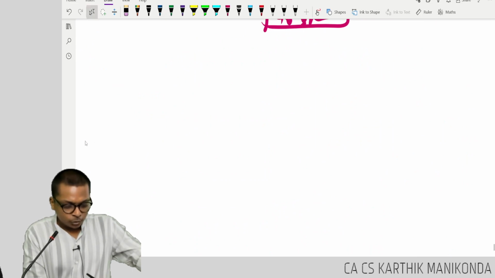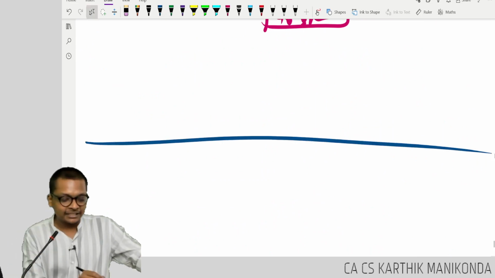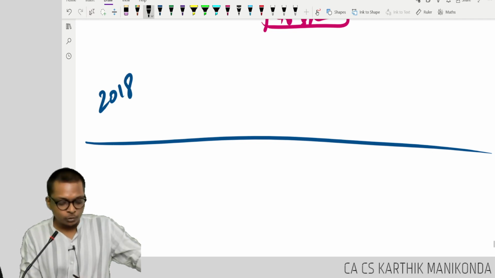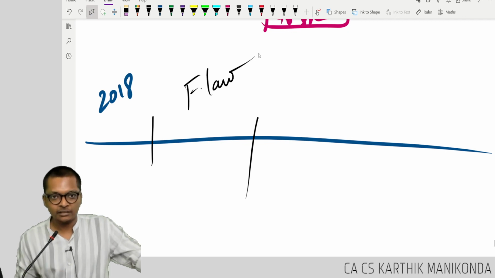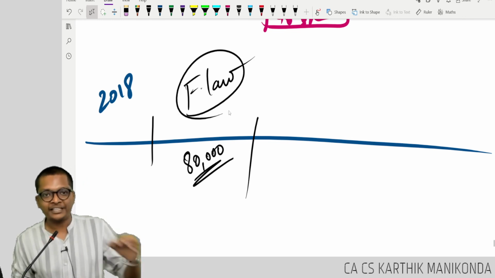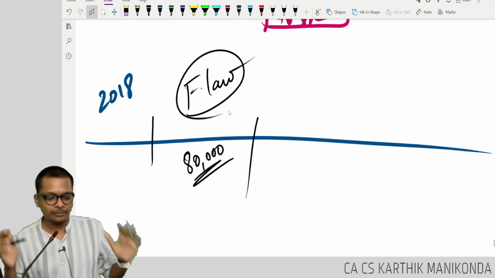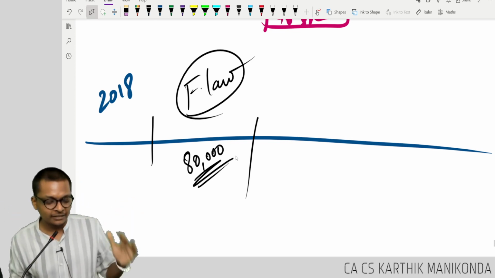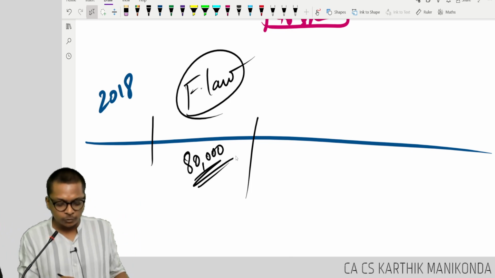I'll conclude the story later. When I started teaching back in 2018 in some academy, when I took the very first batch for foundation law, that academy gave me a check for 80,000 rupees after completing the full foundation law batch. For almost 120 hours I took over a 6 month period, I used to travel and take, and they gave a check for 80,000 rupees.